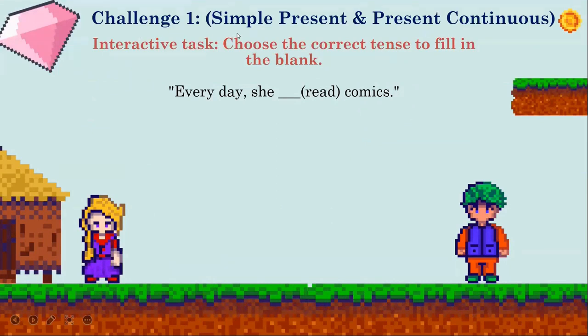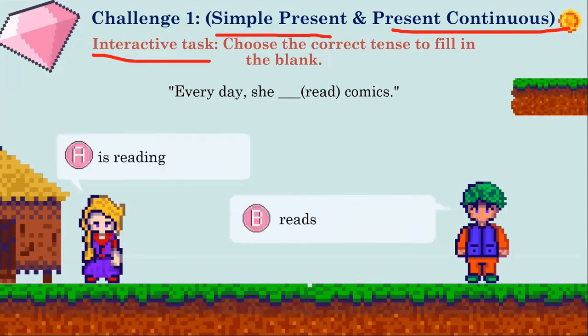Yes, so let's put what we have learned to the test, and I got a test for you here. Let's check your understanding of the two tenses, the simple present tense and the present continuous. Here is the sentence: Every day she read comics. I will give you two options. The first one, A, is reading, and the next one, B, reads. I will give you some seconds to think about your own answer, and after that, I will give you the correct one. So let's go.